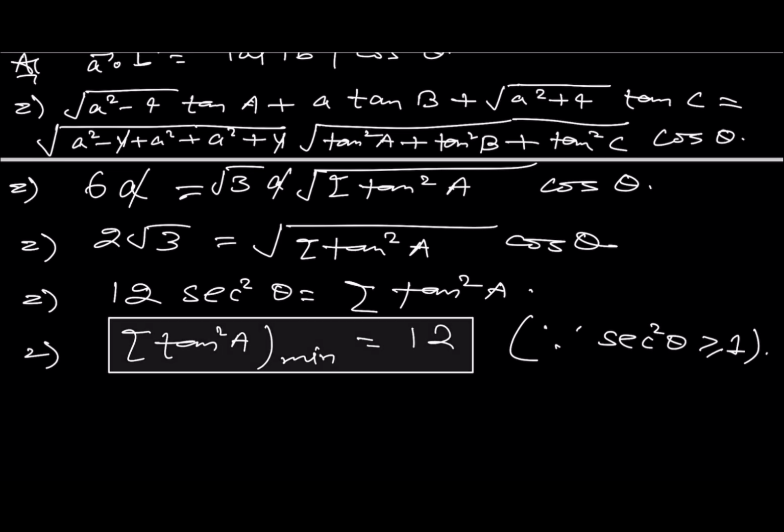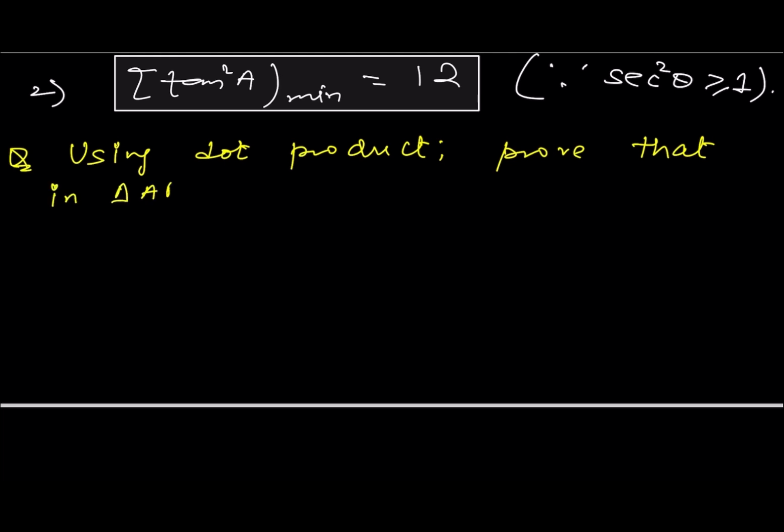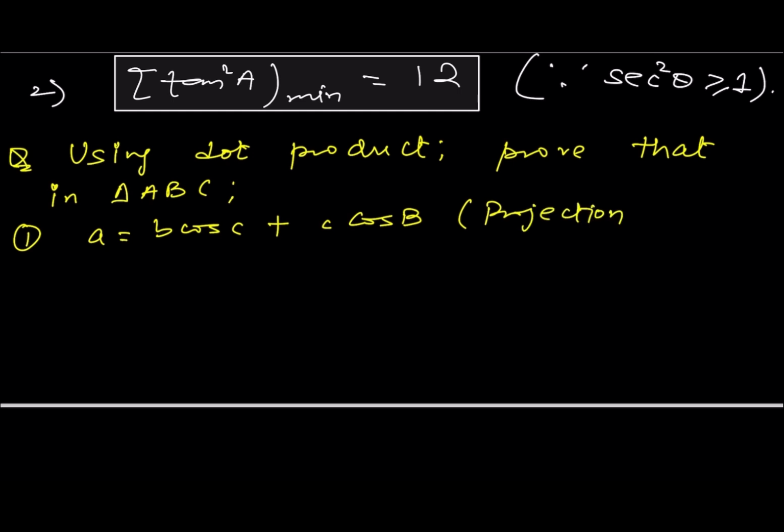Now let's come to the next problem. Using dot product, prove that in triangle ABC, first, a is equal to b cos C plus c cos B, which is the projection rule. You have studied this rule in properties of triangle.